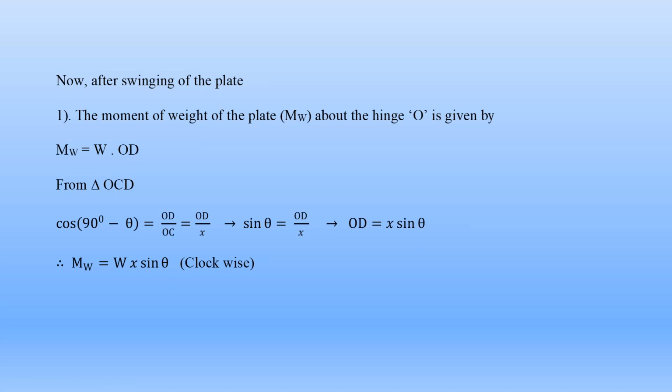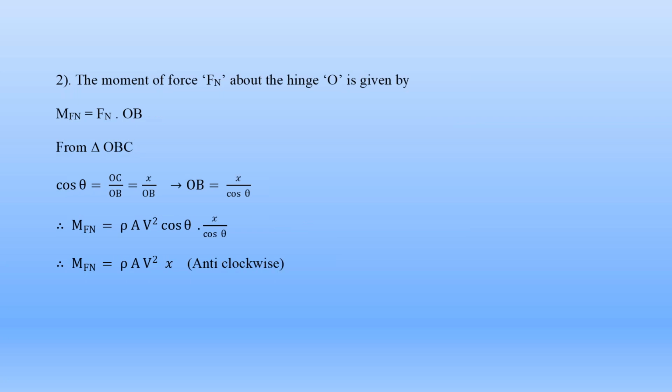After that, we consider the force Fn, the third force. The force Fn is acting perpendicular to the metal plate at point B. Then the moment of force Fn about the hinge point O is Fn into OB. From the hinge point O up to that force Fn, the perpendicular distance is OB. So the moment of force Fn about the hinge point O is Fn into OB.